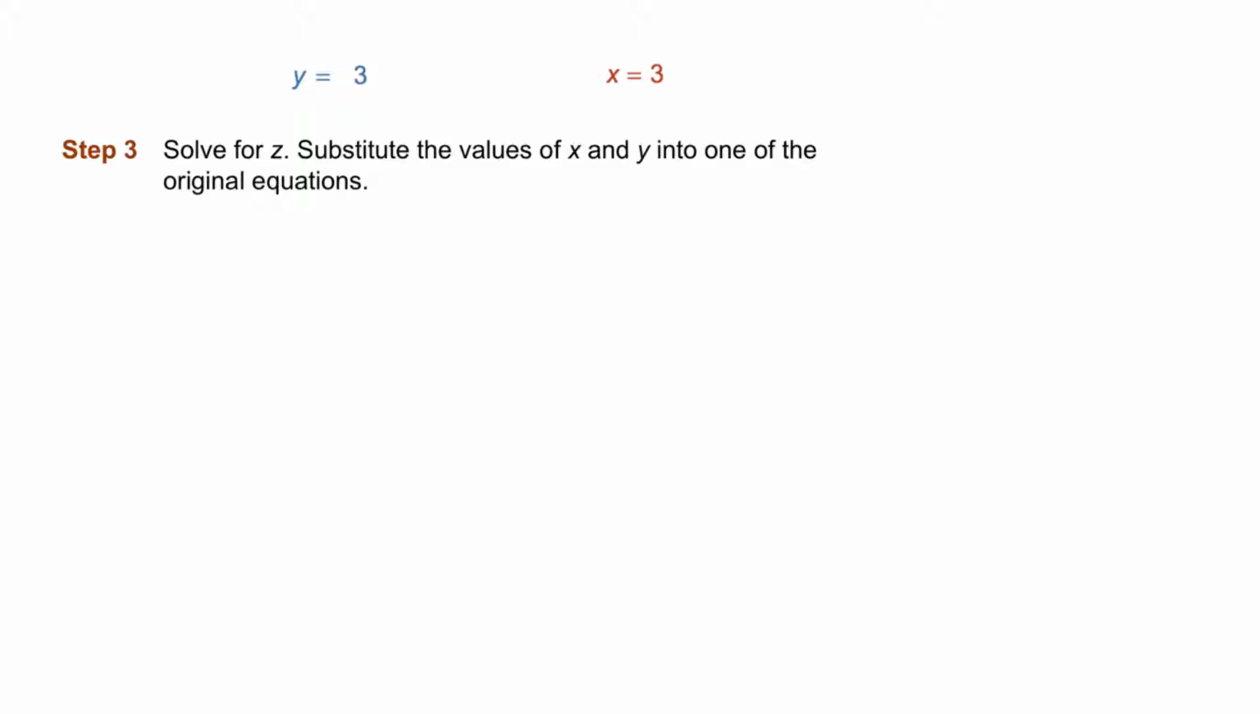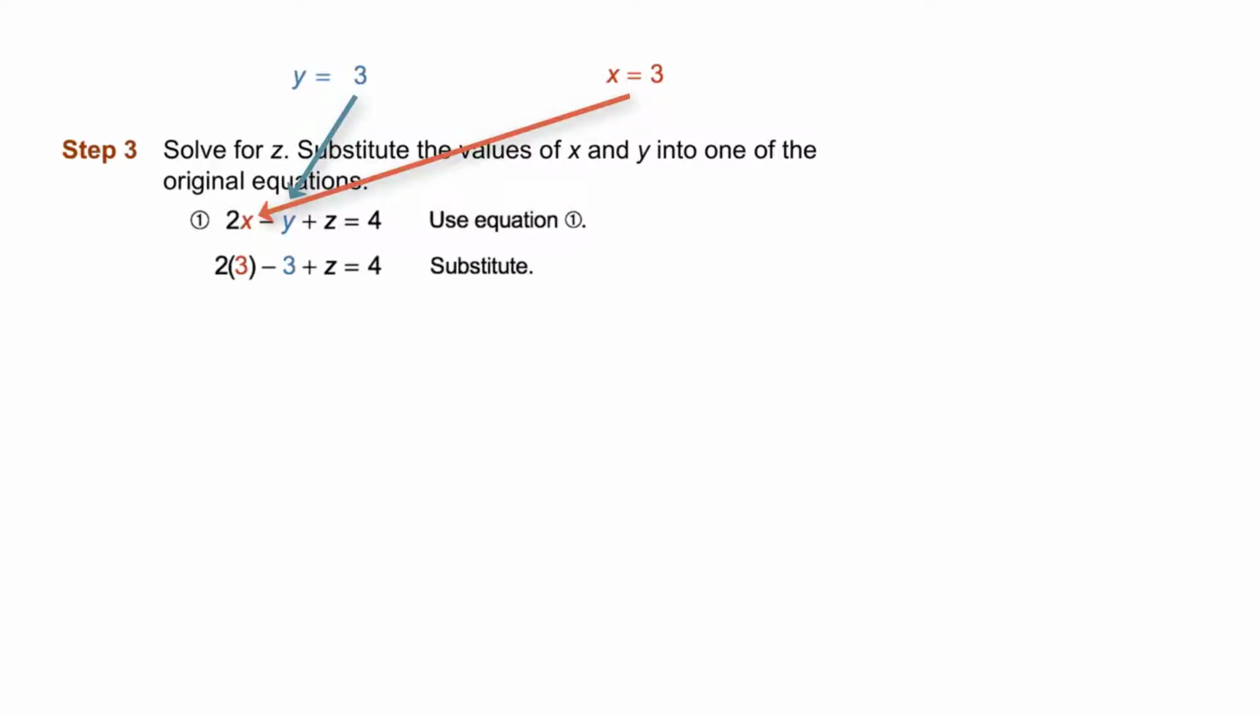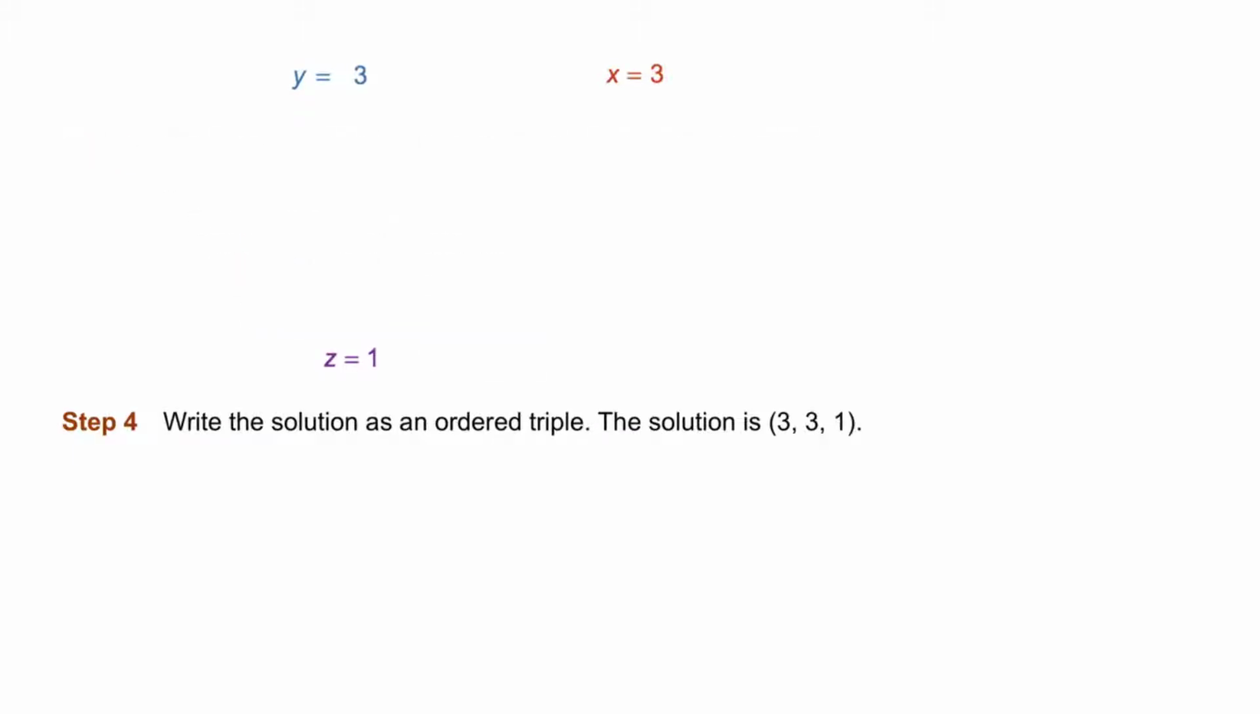Substitute the values of x and y into one of the original equations. In this case, we've chosen equation 1, 2x minus y plus z equals 4. And substituting, that becomes 2 times 3 minus 3 plus z equals 4, an equation with only z's, so we can solve for z. And doing so, we find that z equals 1. So our final step, step 4, write the solution as an ordered triple. The solution is (3, 3, 1).